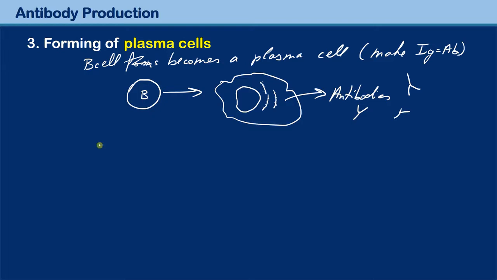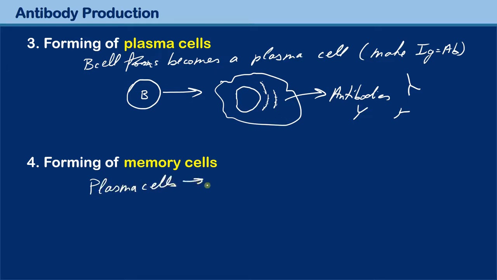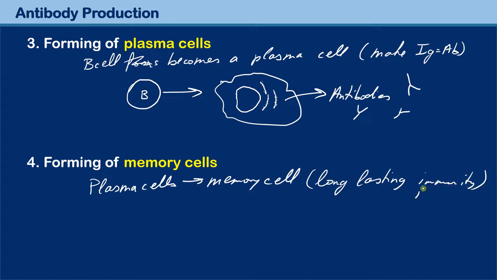And we're not finished yet, because after the infection has been removed, some of these plasma cells become memory cells, and they give long-lasting immunity. My handwriting is really bad. Immunity, in case those of you have a problem here.